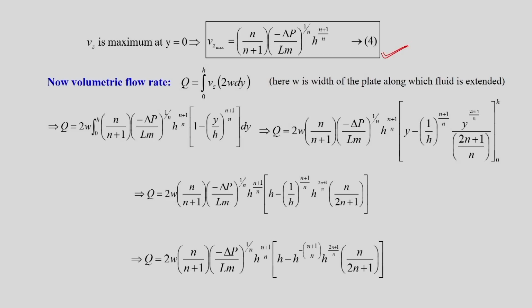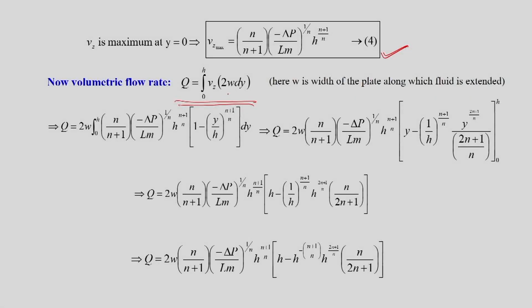So, now you have the velocity profile varying with the y direction, and the maximum velocity expression, you have already got, right. Now, you can obtain the volumetric flow rate, because you already know the velocity profile. So, Q, the volumetric flow rate, equals integral 0 to h of Vz 2 w dy. W is the width of the plate in the x direction, and dy is the thickness of some layer of fluid between the two plates, y equals minus h and y equals plus h, right.